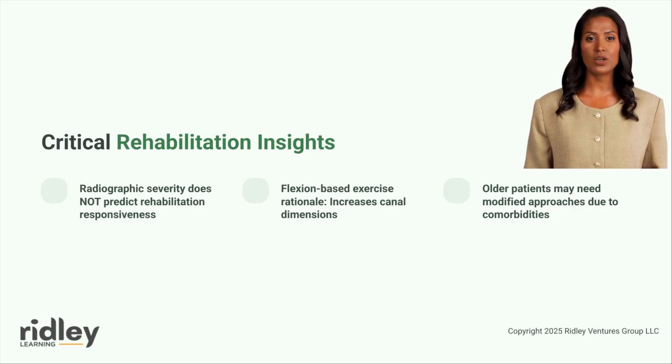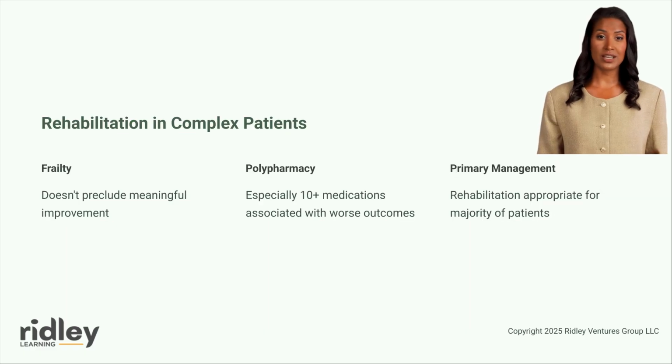Recognizing the anatomical location of stenosis helps predict symptom patterns and may influence the selection of specific manual therapy and exercise techniques. The epidemiological data on age distribution and comorbidity burden inform the approach to special populations.